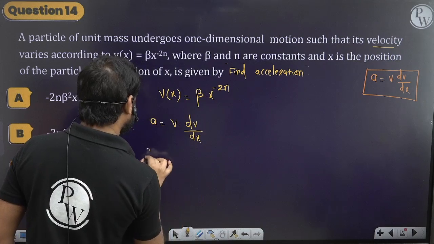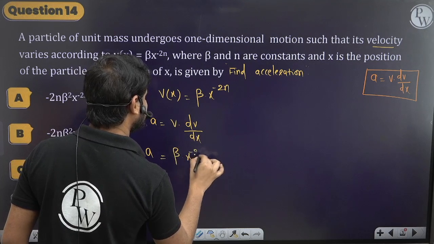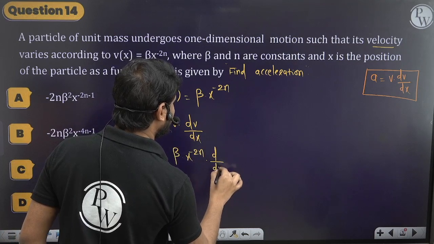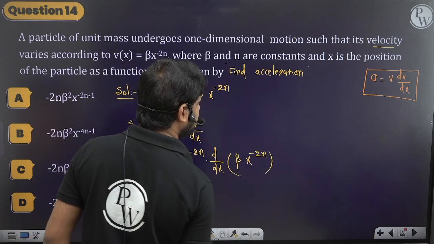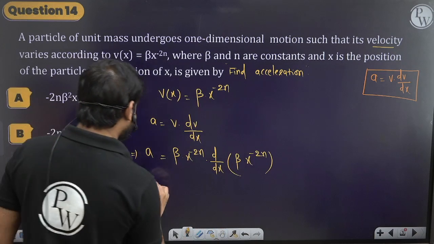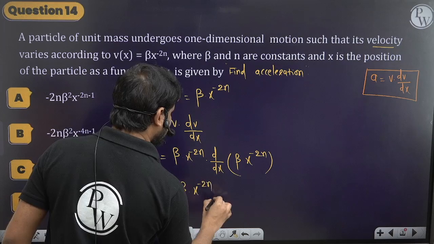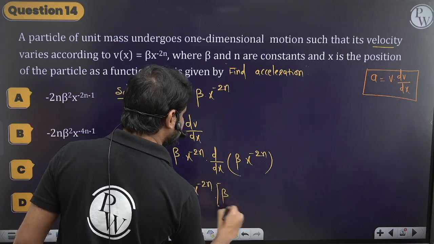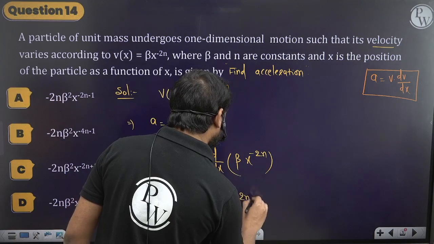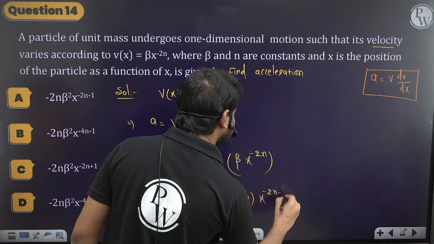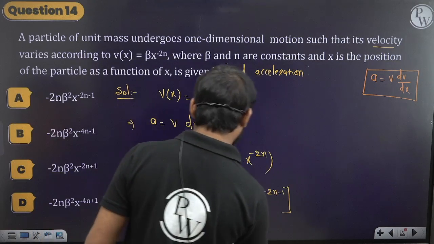Now, in place of v, we can write beta x to the power minus 2n, times d/dx of v. Beta is a constant, so it comes out. The differentiation of x to the power minus 2n is minus 2n times x to the power minus 2n minus 1. Clear this part? Now let's do the calculation part.